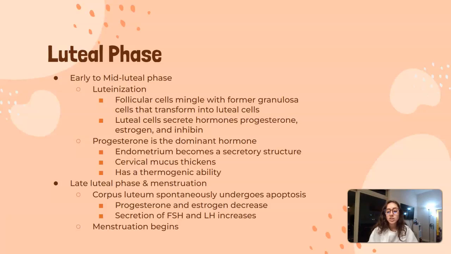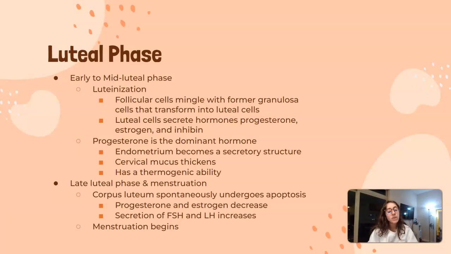So progesterone also has a thermogenic ability during the luteal phase, as a woman's basal temperature can go up 0.3 to 0.5 degrees Fahrenheit, and it remains elevated until menstruation. All right, and then the late luteal phase onto menstruation.